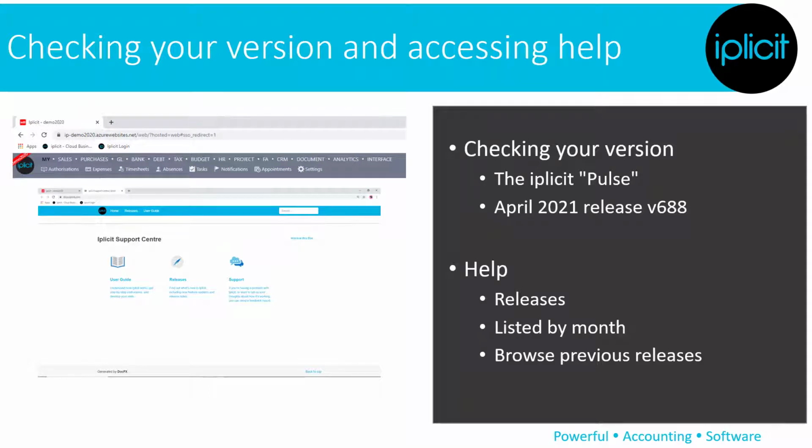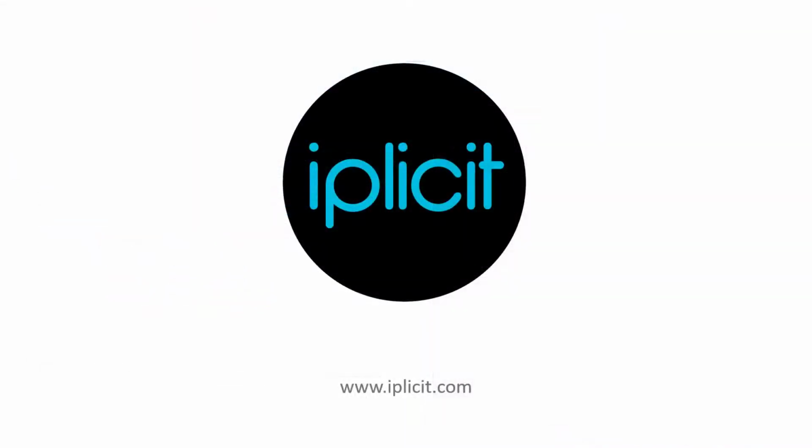To find out what version you're on, head to the Pulse and the version number will be displayed at the bottom of your screen. To find this month's release notes as well as the prior month's release notes, head to the iplicit Support Centre.